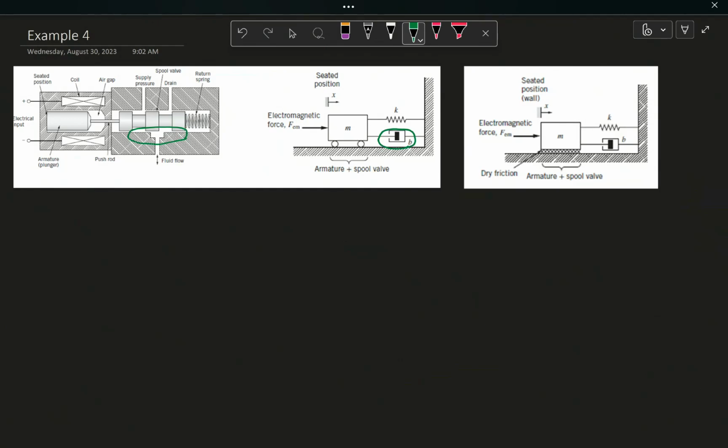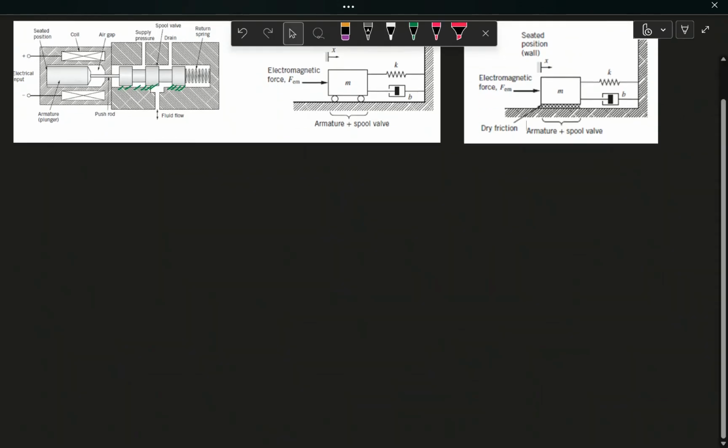Now, what I want to do is assume that I have a little bit of f dry between the spool, the plunger and the wall. Okay, and I'm going to show that f dry with this symbol or notation. Yes? Okay. So let's see how we can incorporate this nonlinearity in the model. What I'm going to do is first list the elements in the system. Yes? So let's go ahead and list the elements in the system.